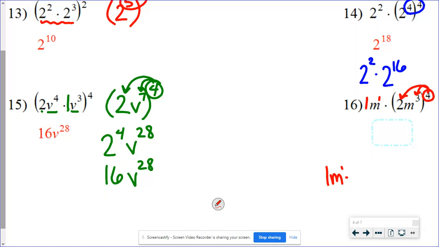2 to the 4th power, I'll write that down, but again, we know that's 16. And this will be m to the 12th power. Power to a power, we multiply. Now, we said this is really 16 for this 2 to the 4th. So I would do 16 times 1 is 16 for my coefficients, my numbers out in front. Then I have 1m and 12 more m's. That's 13 m's.